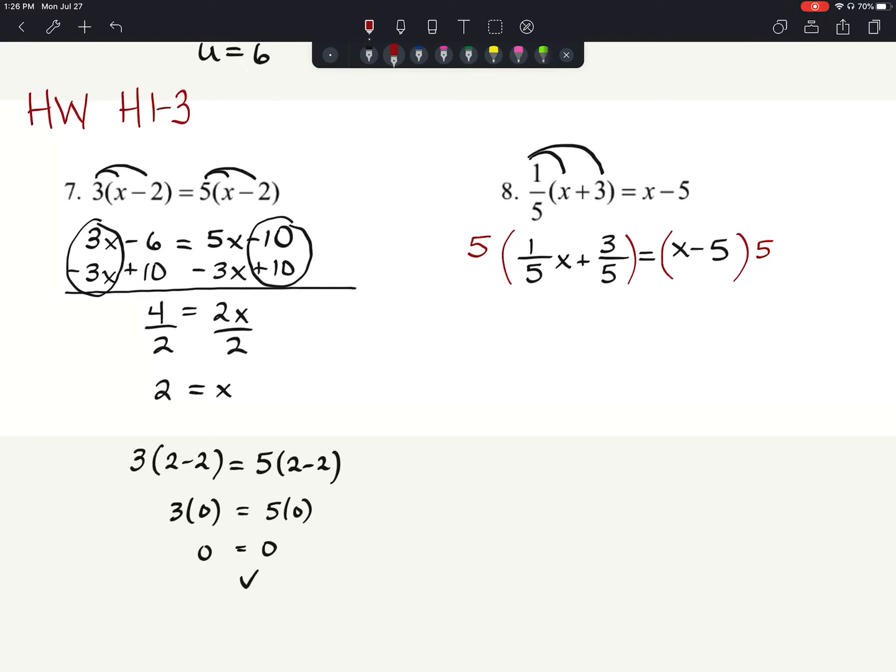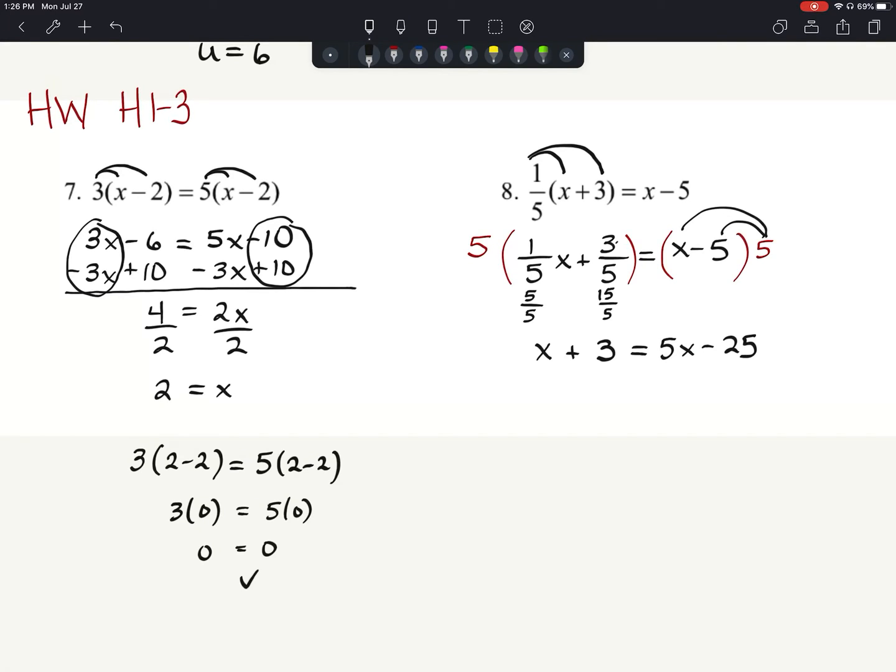So let's distribute this 5 through. 5 times 1/5 is, right, 5/5, which is the same thing as 1. So we have an x plus 5 times 3 is 15. So this is like a 15 over 5, which is going to simplify back to 3. So we have an x plus 3 is equal to, and then we'll distribute this 5 through. We'll have 5x minus 25.